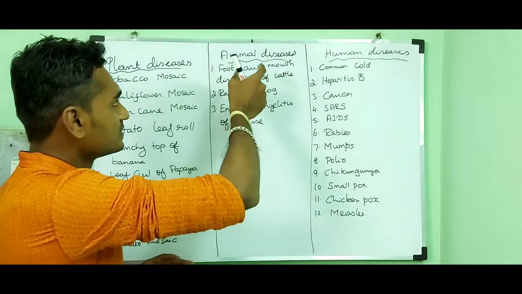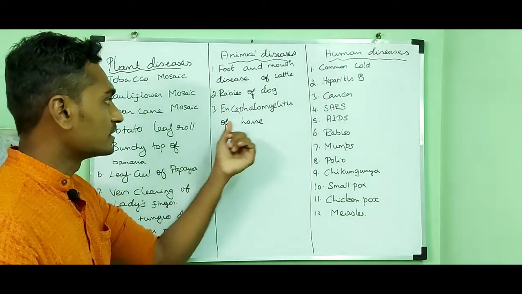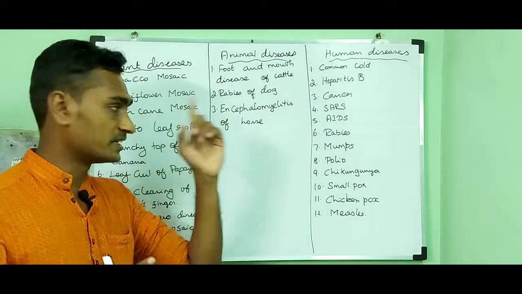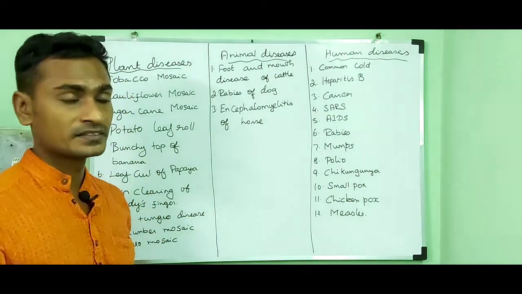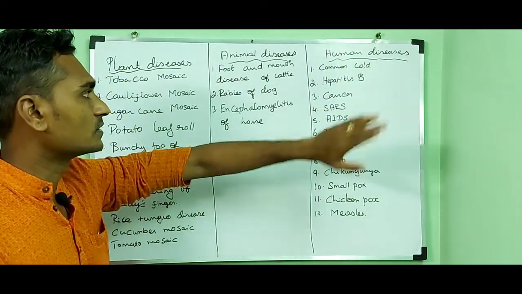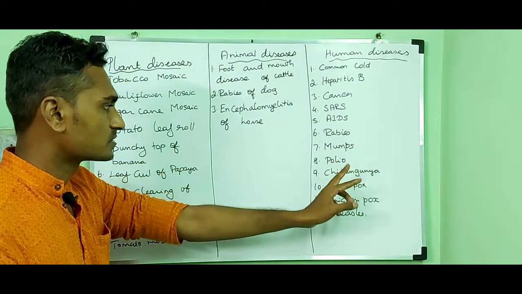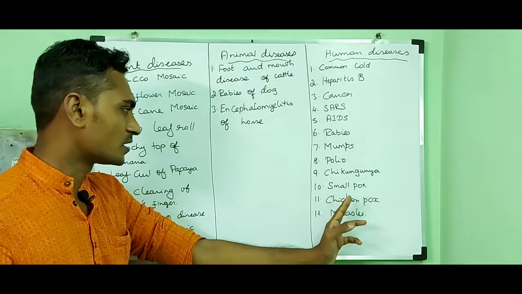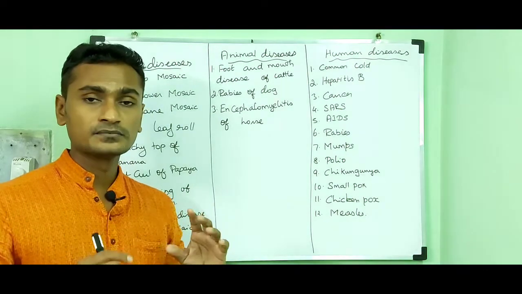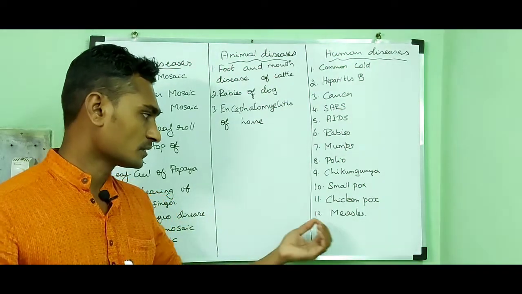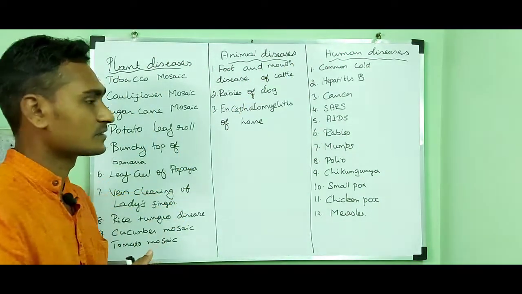Then animal diseases like foot and mouth disease of cattle, rabies of dog, encephalomyelitis of horse. That means encephalo means brain. It affects the brain of the horse. Then human diseases like common cold, hepatitis B, cancer, SARS, AIDS, rabies, mumps, polio, chikungunya, smallpox, chickenpox. So some of these diseases are eradicated by vaccination. Then measles. So these diseases are caused by virus.